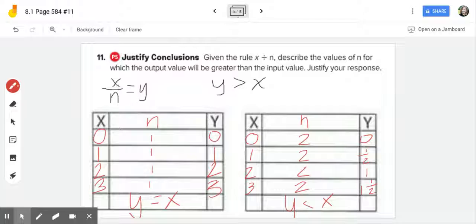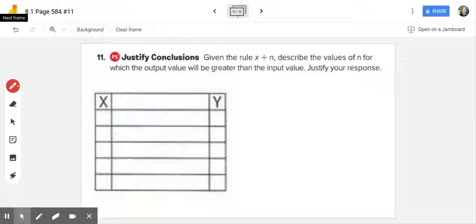But it can't be 0 because I can't divide by 0. That gives me a quotient that is considered, the word just left me, undefined. So I can't do it. So it has to be between 0 and 1. So let's just try it out. Let's try a half. So when I have n equal to a half, 1/2.